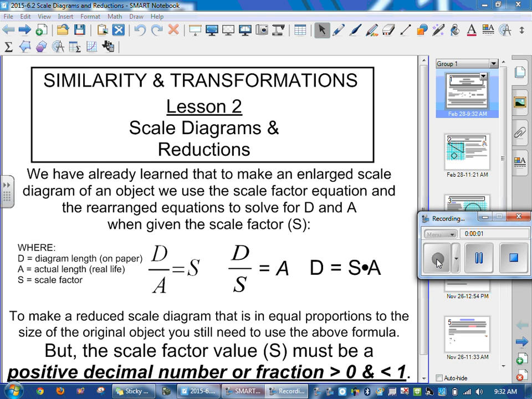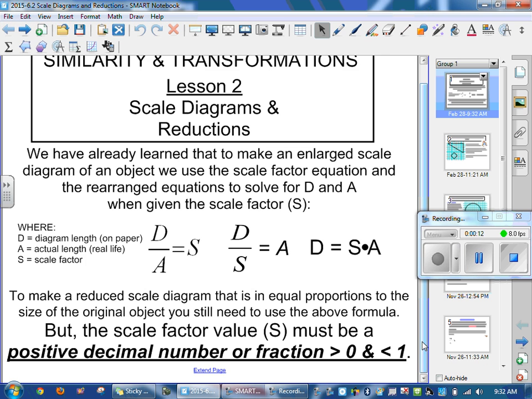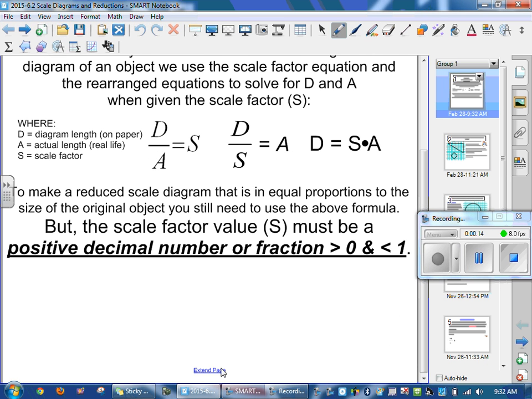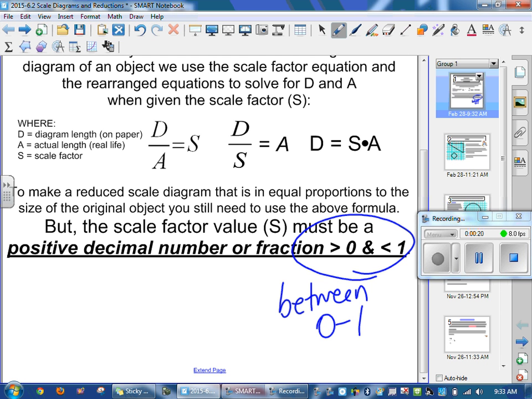Lesson 6.2, now we're talking about scale diagrams and reductions. Now we're going to shrink them and reduce them. We're using the exact same equation, only this time, if you take a look at the bottom, when you're reading this over, we need to now have a decimal that is between 0 and 1. So the decimal's got to be between 0 and 1, which means it's got to be a small number, okay? Let's take a look at what a couple examples are going to show us here.